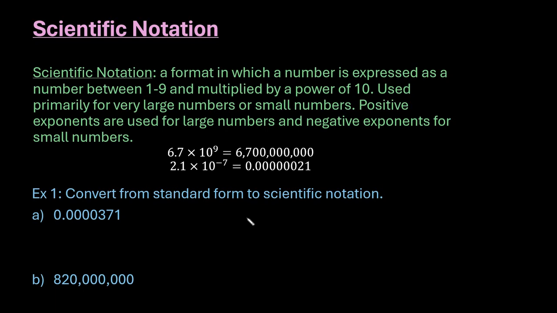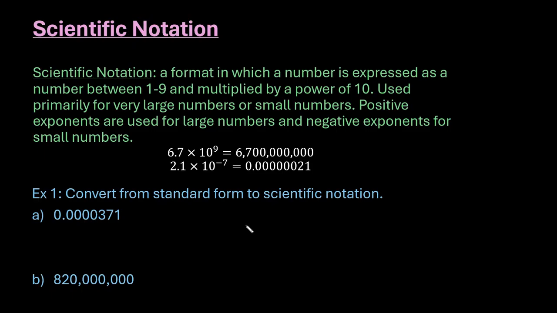Hi, for this video what I want to do is talk to you about scientific notation and do a couple examples of converting from standard form to scientific notation and from scientific notation into standard form. So scientific notation is something that we use a lot when we are dealing with really large numbers or really small numbers. It just makes it easier to write it in this format.